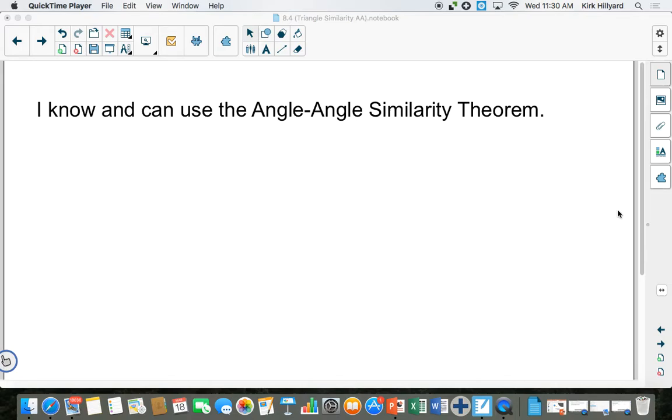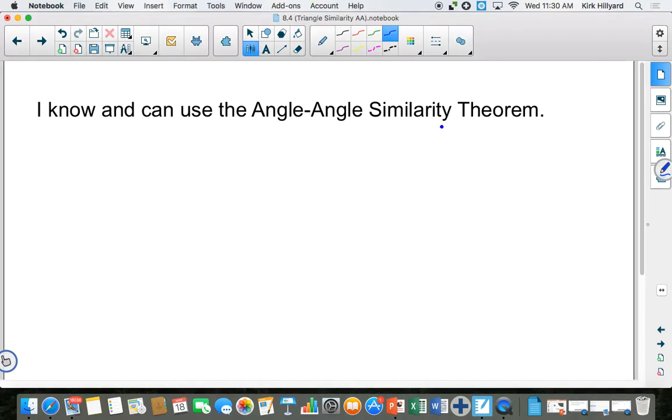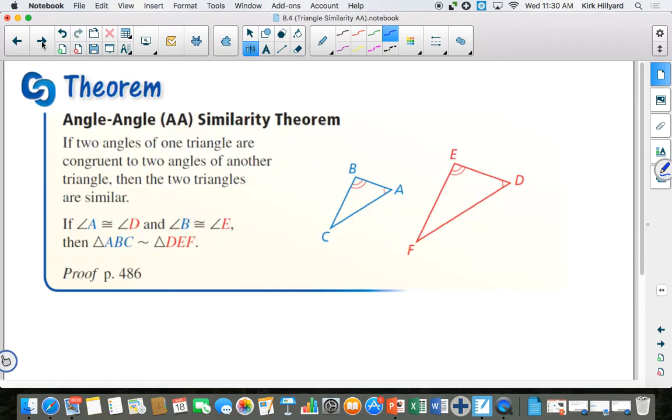Okay, today is lesson 8-4. We are going to talk about angle similarity among triangles. Today we're only dealing with triangles, and we're going to use what we learned about similarity in the last section to help us find angle measures, lengths, and things like that.